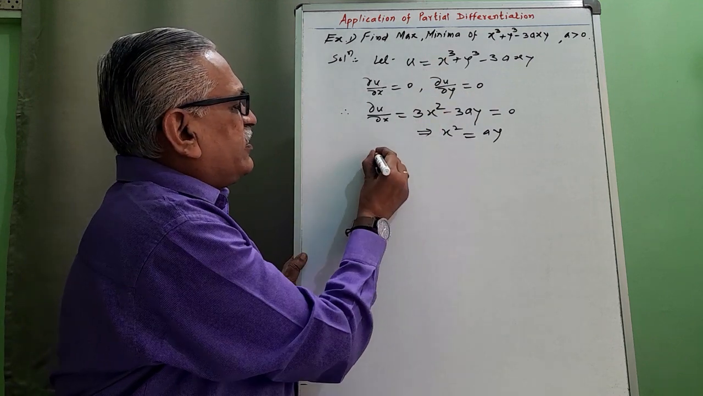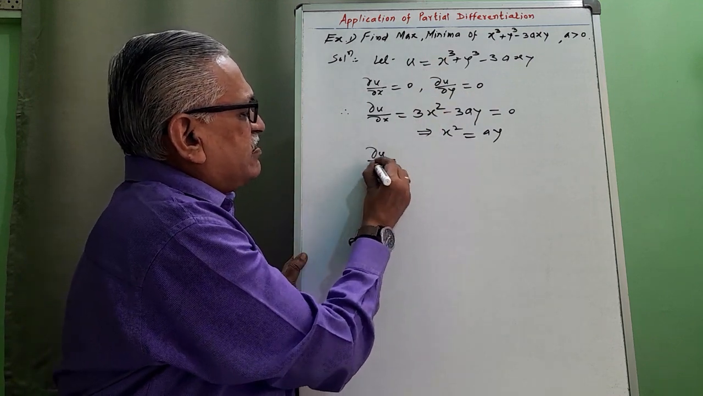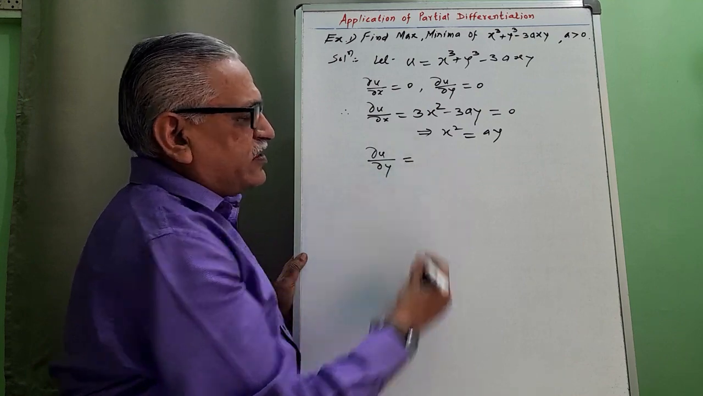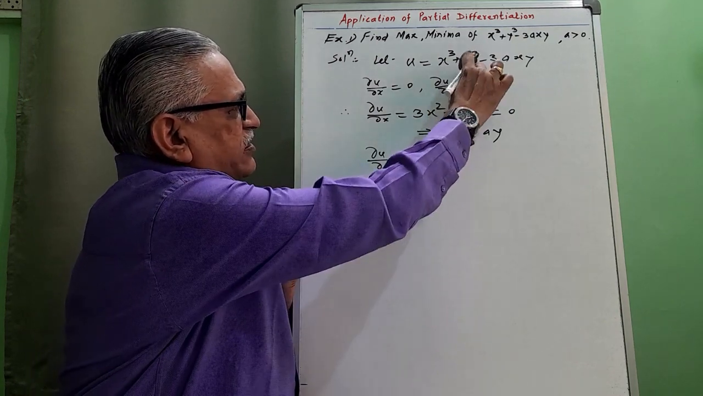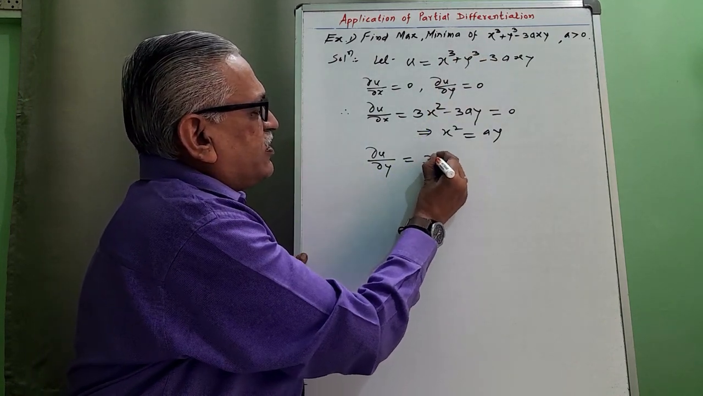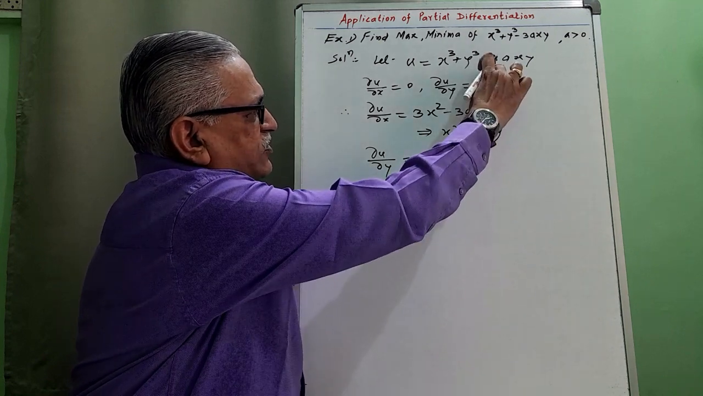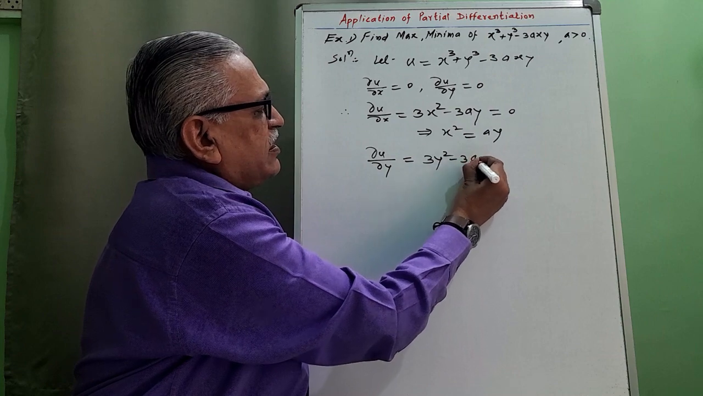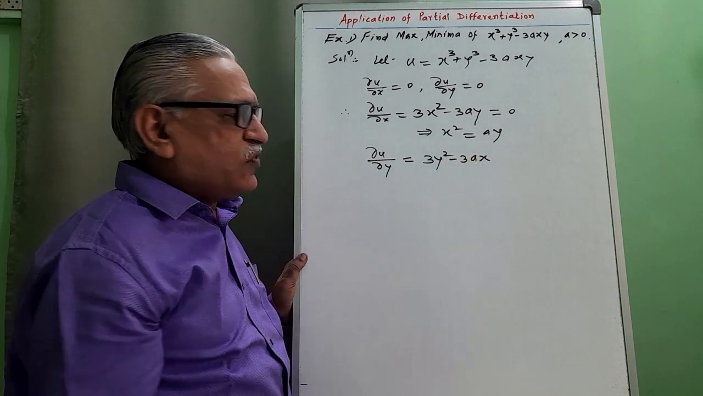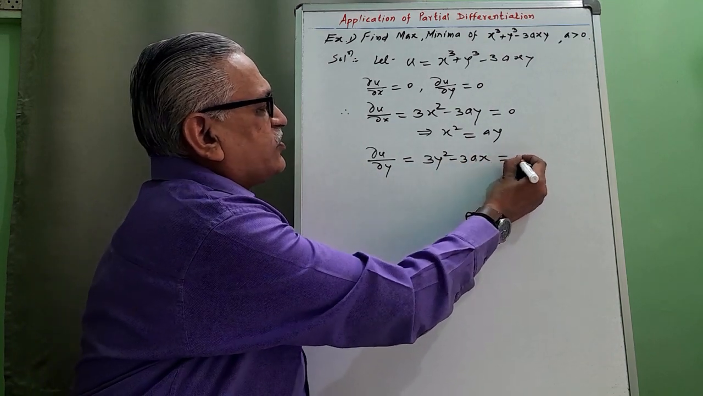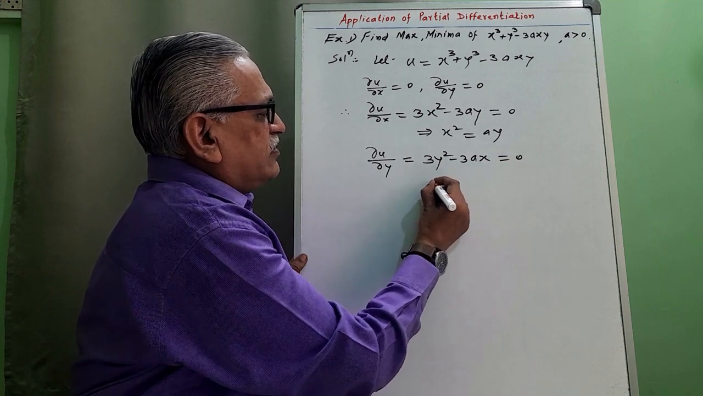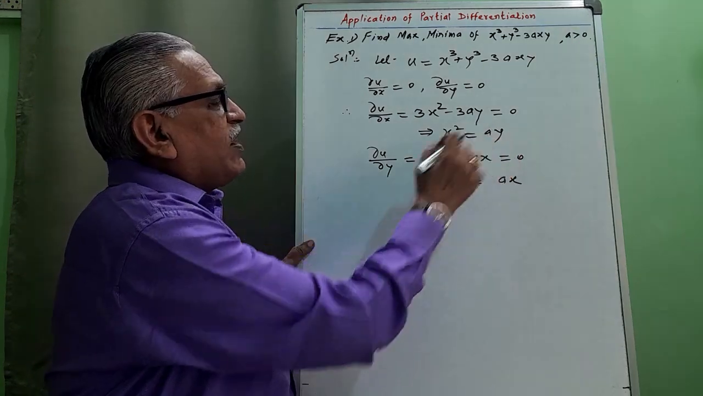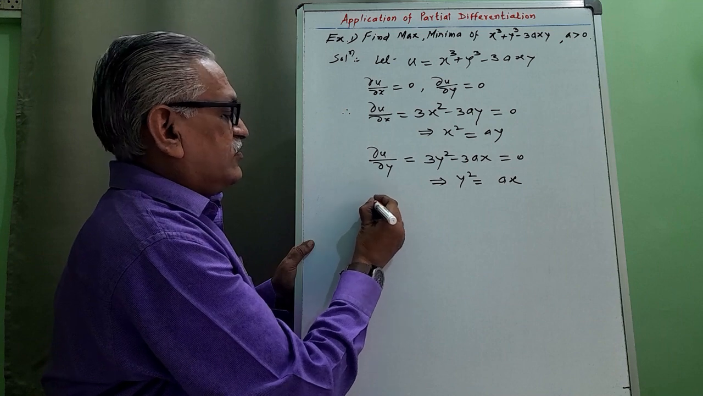Then differentiating u with respect to y, keeping x constant, the derivative of the term y cube is 3y square. Differentiation of the last term is minus 3ax, the derivative of y being 1, and then equating it to 0. From this we get y is equal to x square by a.